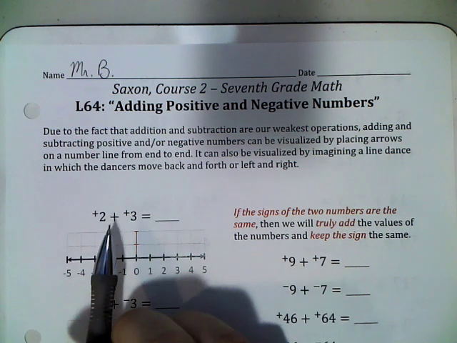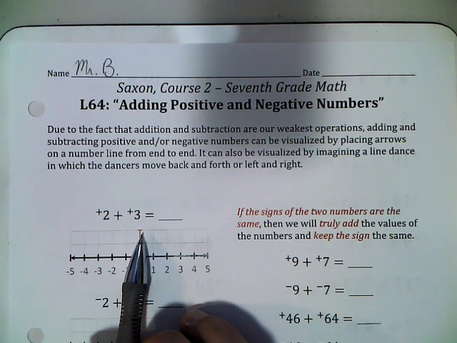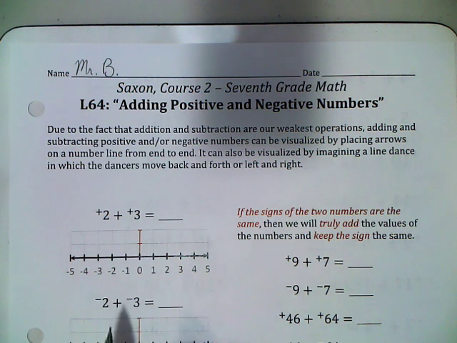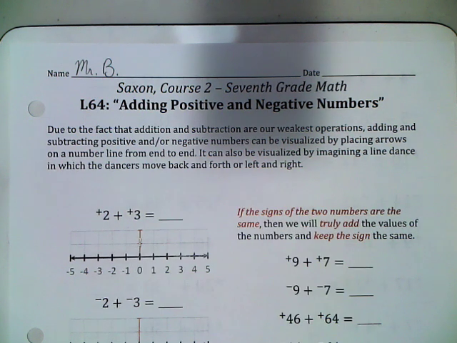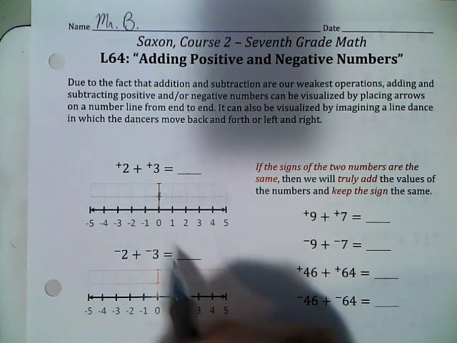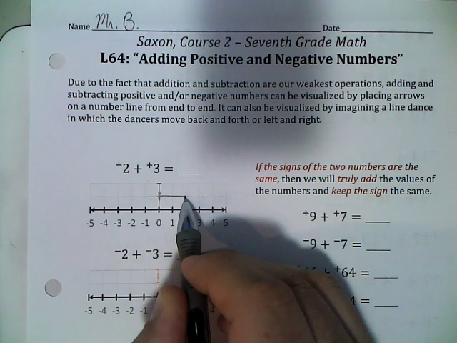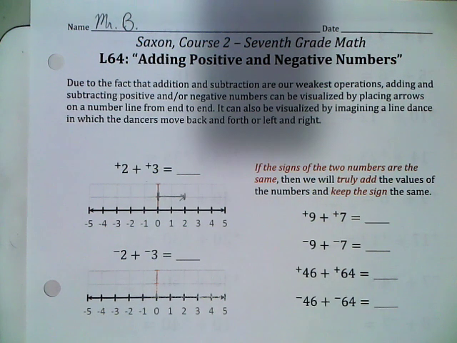So let's go ahead and do a quick review of what we did in the last lesson. If I have a positive 2, remember that we always start at 0. 0 is neutral territory. So we start at 0, I make a tick mark there, and a positive 2 tells me to go 2 to the right. So 1, 2, make an arrow and a new tick mark. So that's where we are right now.